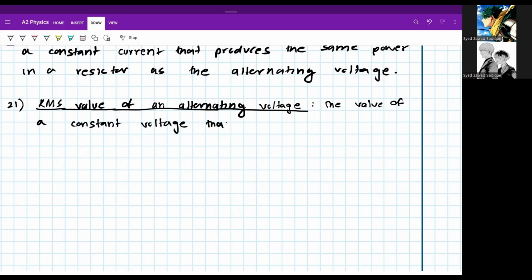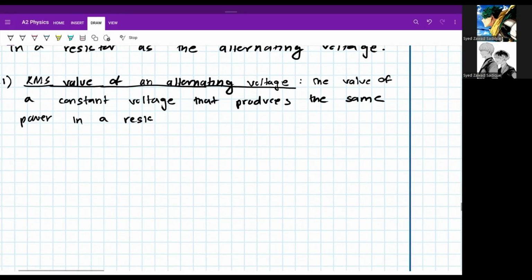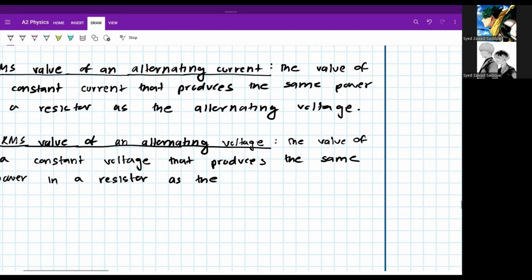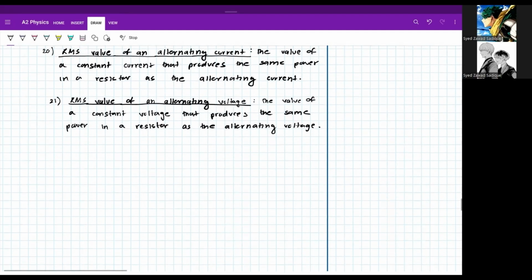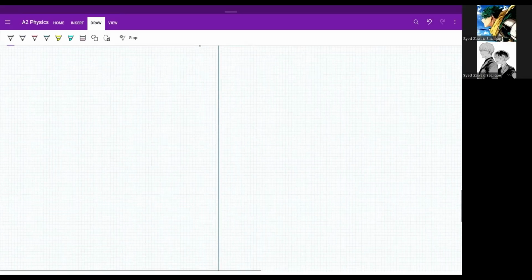voltage that produces the same power in the resistor as the, right, it's a mistake here, as the alternating voltage. Right. So we still have some space left. No, we have good space left.